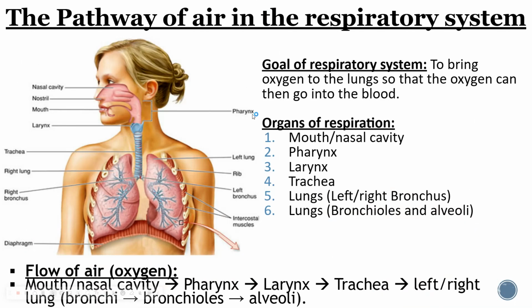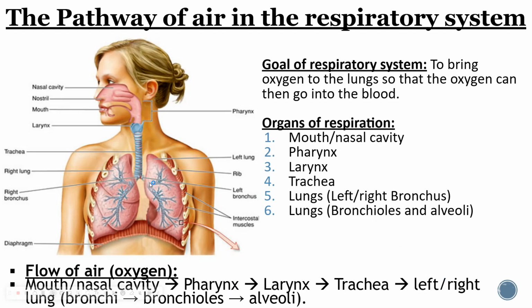So we're going to analyze the pathway of air from the outside all the way to the inside of the lung, where the oxygen goes into the bloodstream. So the flow of air, primarily following oxygen, is entering the mouth or nasal cavity, the nose, then going to the pharynx, then to the larynx, then to the trachea, then to the lung itself.